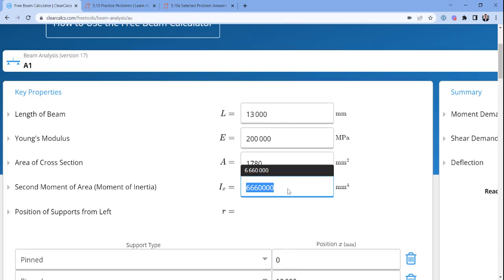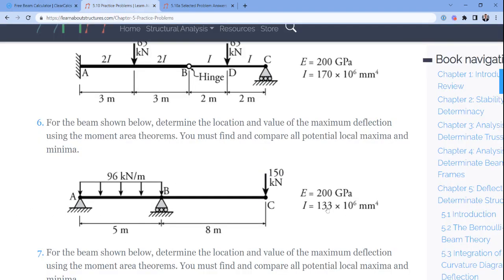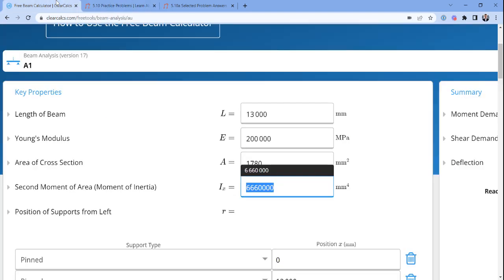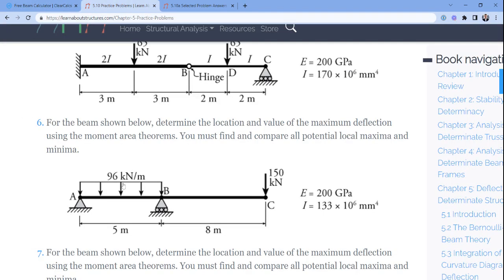Finally, our second moment of area here is 133 times 10 to the 6 millimeters to the 4. So let's type that in. Times 10 to the 6. Perfect. Now we have our stiffness and our length all set up.